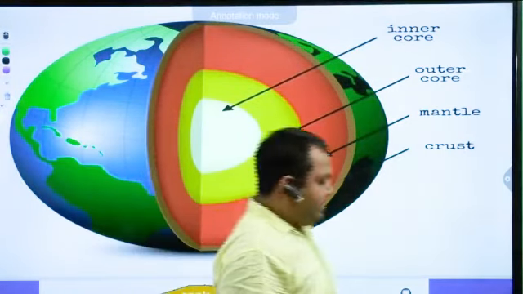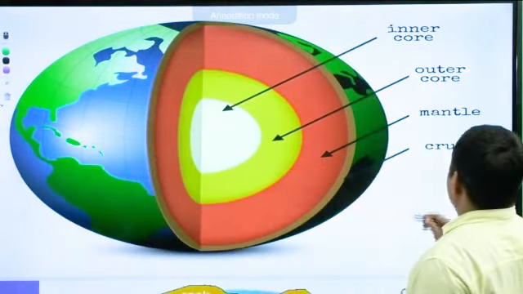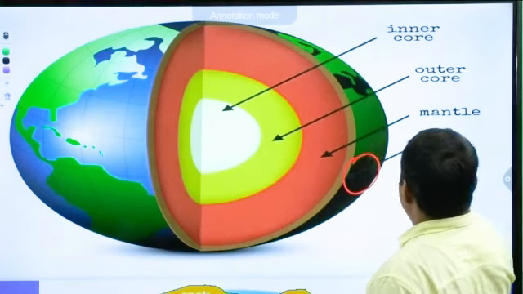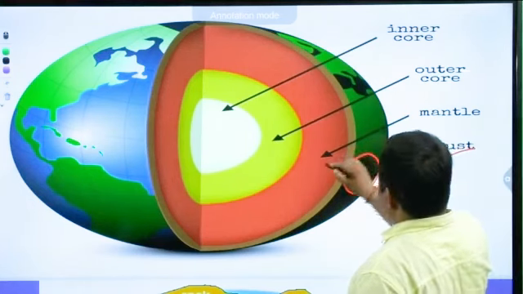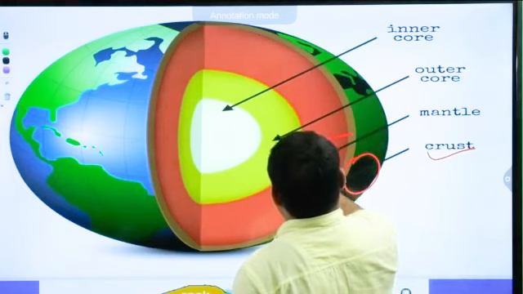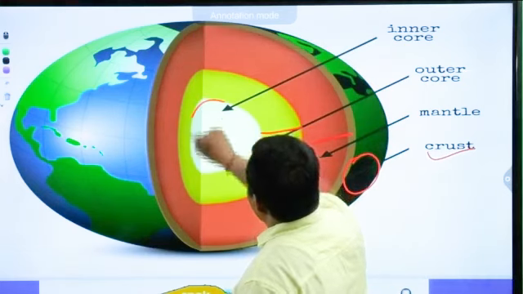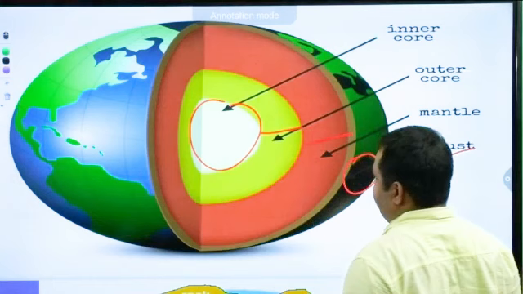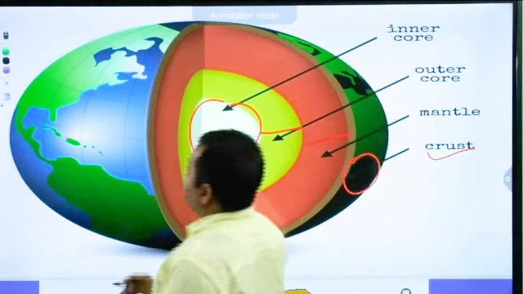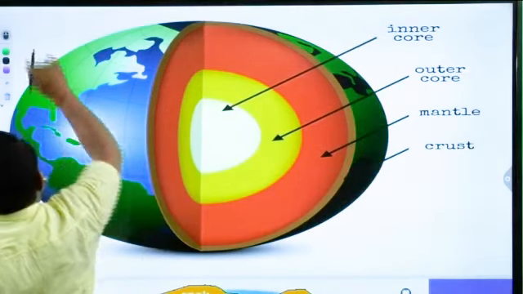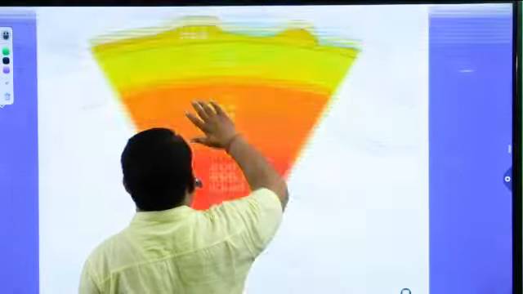If we talk about the layers of the Earth, the outermost layer is called the crust, second the mantle, then outer core, finally inner core. Finally, what? Inner core. So Earth can be divided basically into what? Four layers.